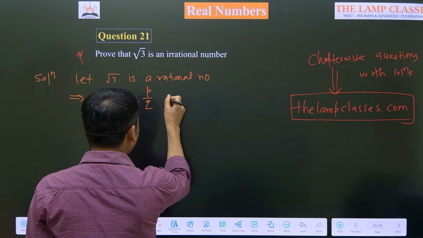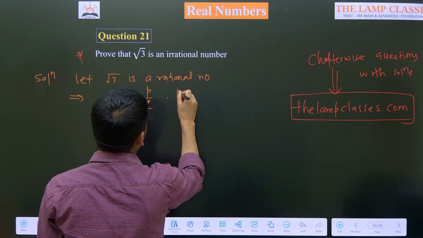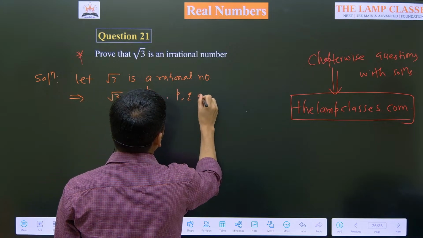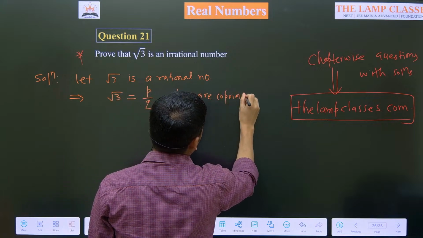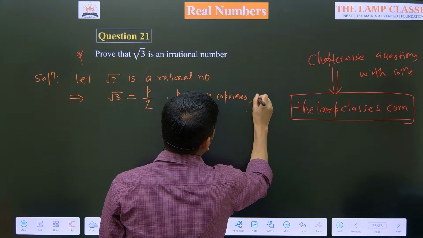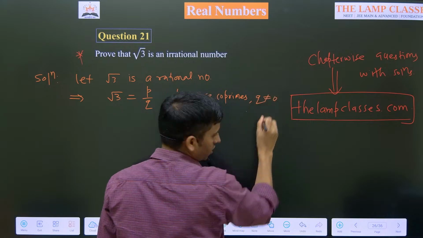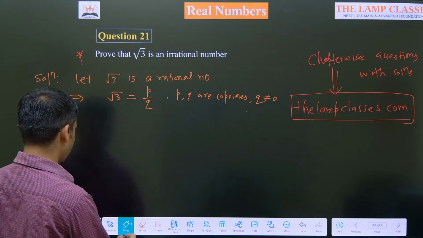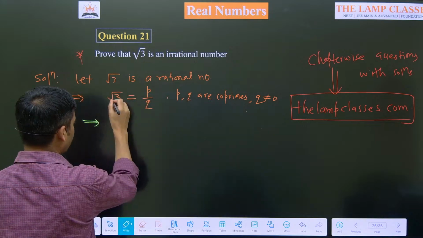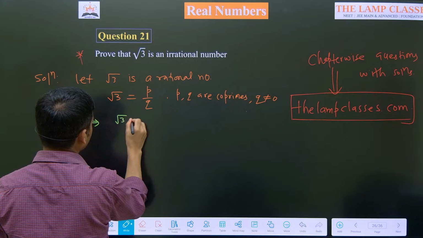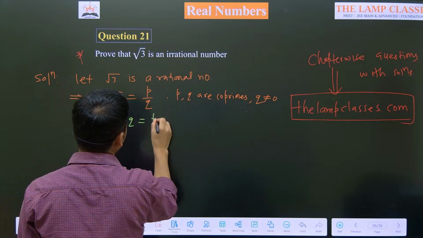And please mention what p and q are. Here, p comma q are co-primes, and q should be non-zero. Denominator cannot be 0, right? That violates the mathematical rule. Now what do you do? Just cross multiply. So root 3 times q must be p.